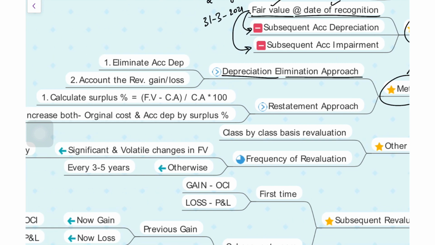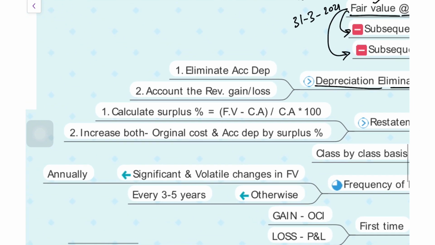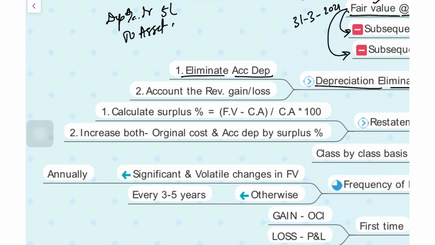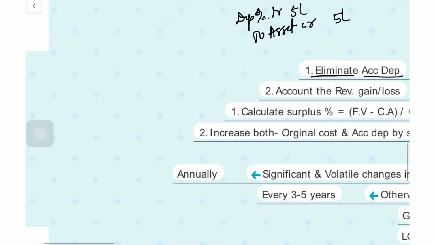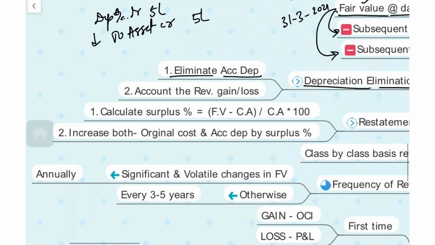Talking of the first method, the depreciation elimination approach: when you account for the PPE in your books in subsequent years, first eliminate all the accumulated depreciation related to the PPE. Suppose there is 5 lakh rupees of accumulated depreciation. You debit the accumulated depreciation account and credit the asset account. When you credit the asset, you eliminate the depreciation. So first, remove the depreciation.